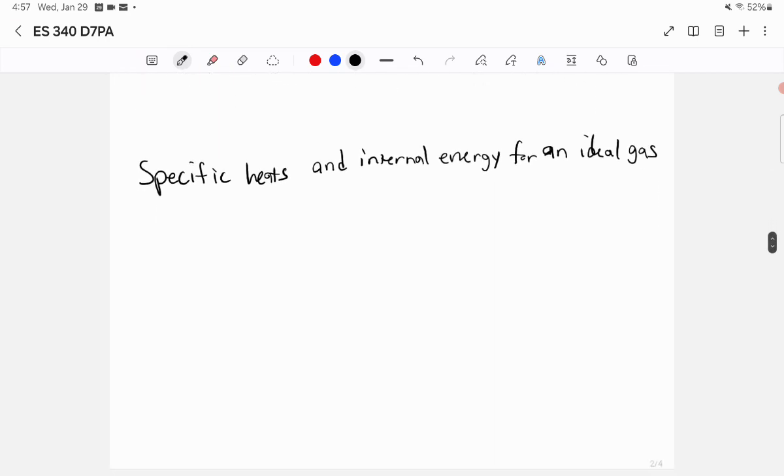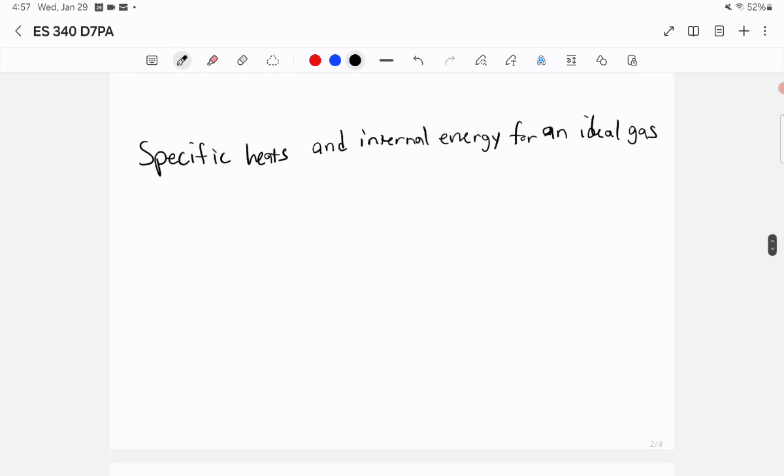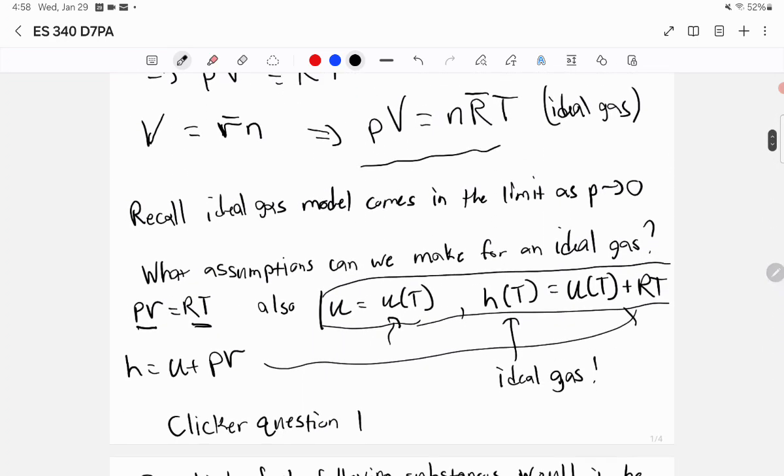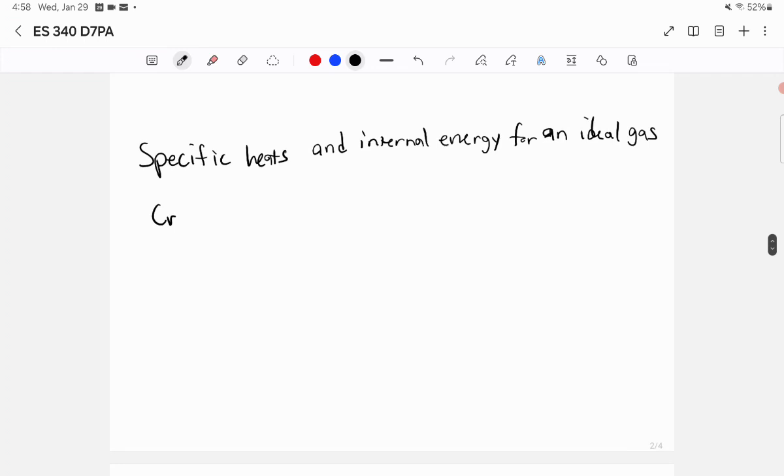Okay, so let's shift gears now and talk about specific heats and internal energy for an ideal gas. We're still discussing the ideal gas, but now we want to know things about internal energy and changes in energy that happen in an ideal gas. What can we do with that? Well, we already said that for an ideal gas, the internal energy is only going to depend on temperature, and if that is true, then the specific heat is also only going to depend on temperature.